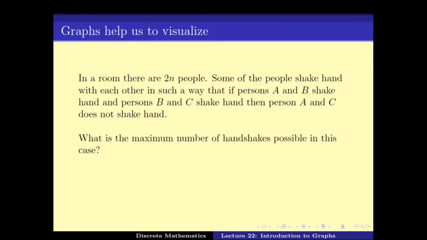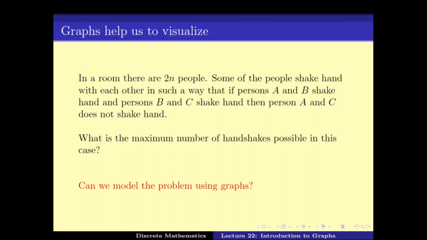So let's see, here is the first problem that we have. In a room there are 2n people. Some of the people shake hands with each other in such a way that if A and B shake hands and B and C shake hands, then A and C do not shake hands. What is the maximum number of handshakes possible?